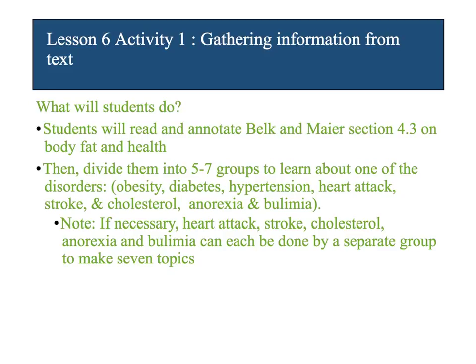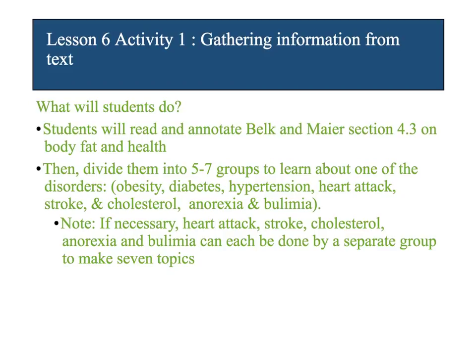So the first thing that they're going to do is continue reading the Belkin-Mayer book, and they're going to read Belkin-Mayer section 4.3 up to the section on BMI on body fat and health. They're going to read that individually. And then you're going to break them up into small groups, somewhere between 5 and 7 groups, to learn about one of the disorders. So students will learn about one disorder within their group in a way that they're able to explain it to the rest of the class.